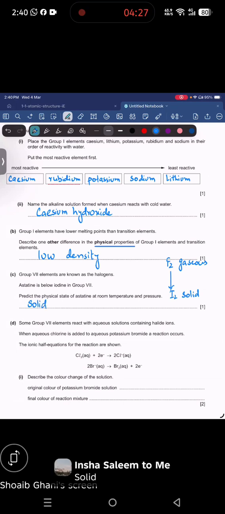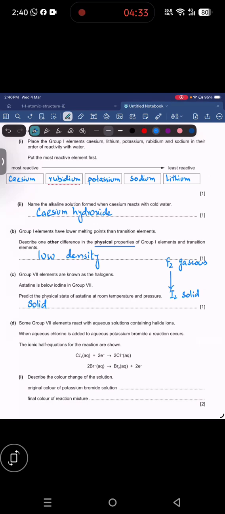Thank you, Insha. I got your answer. Group number 7 elements react with aqueous solutions containing halides. Halides like fluoride, chloride, bromide, iodide. These are the halides, ionic states of the halogens. When aqueous chlorine, meaning Cl2, is added to aqueous potassium bromide, a reaction occurs.